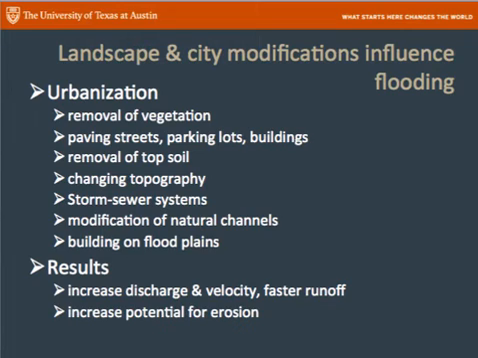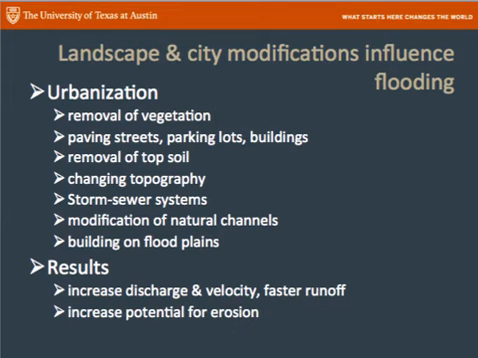So what do we mean by urbanization? How does the landscape change the floods? Well, you've taken away vegetation often. You've paved streets and put up parking lots and buildings, so made hardscape. You often remove topsoil in urbanization, and topsoil absorbs moisture really nicely. You have commonly changed the topography, and that can change how the water runs off. Storm and sewer systems gather water and funnel it to a creek, which then can funnel into a river, and that can increase flooding pretty quickly.